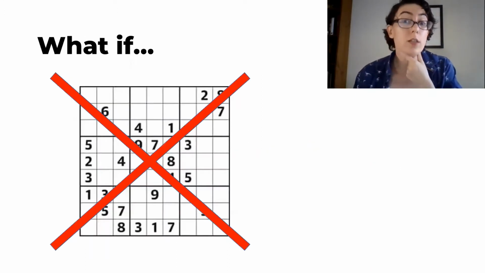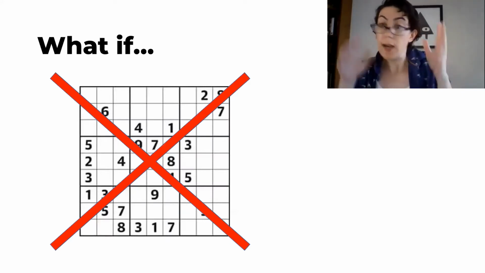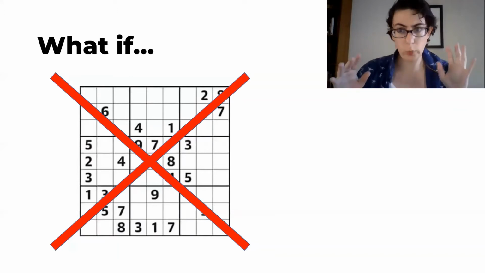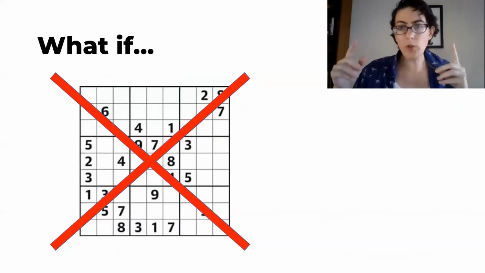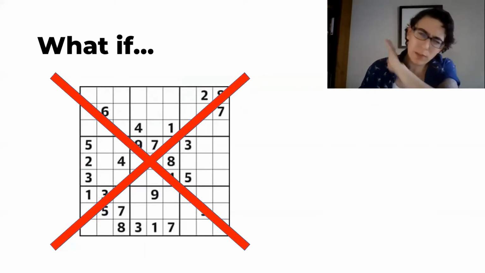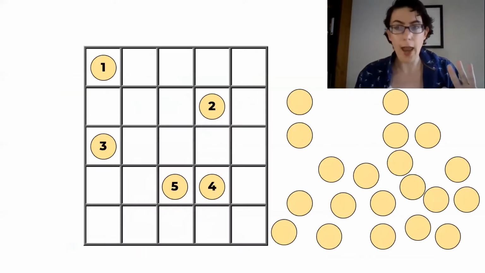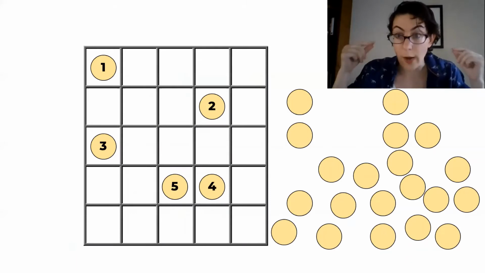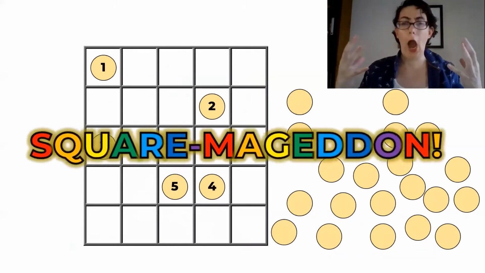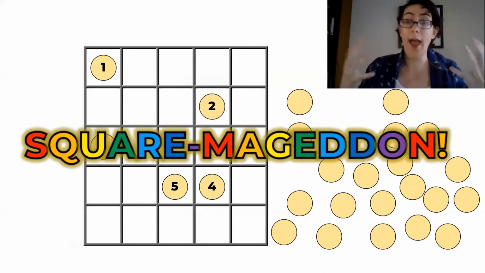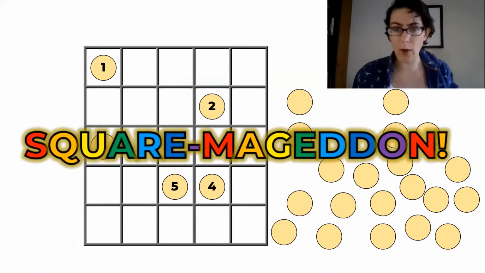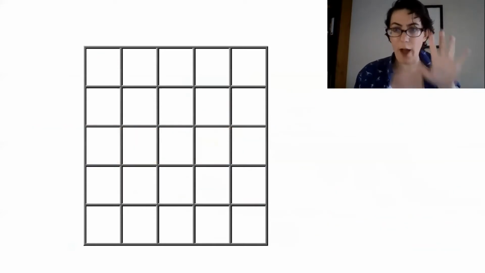But what can you do with it? Nope. Not this, we're not allowed to go there. Instead, how about we create a multiplayer competitive logic game that we can play offline and do battle with our brains? Yeah, and let us call it SQUARE-MAGEDDON! To play, we need to start out with a 5 by 5 grid.